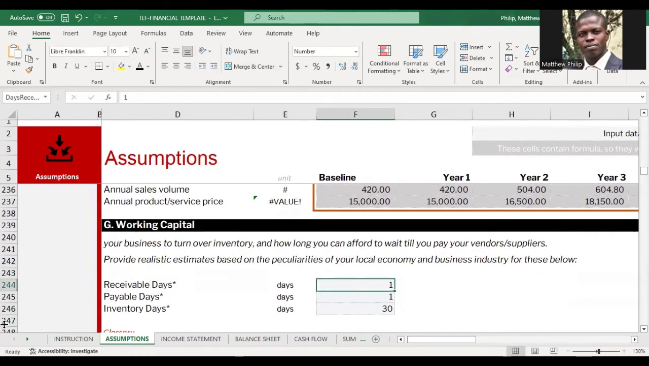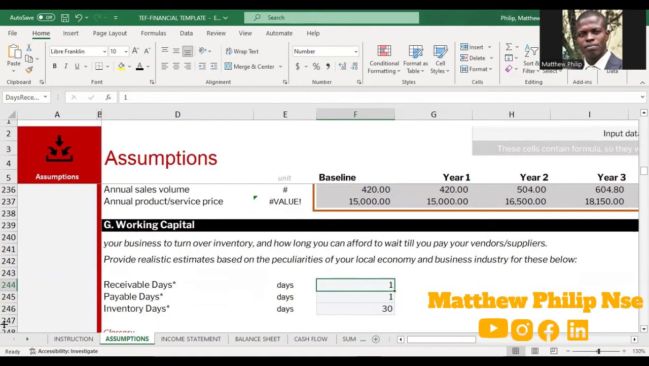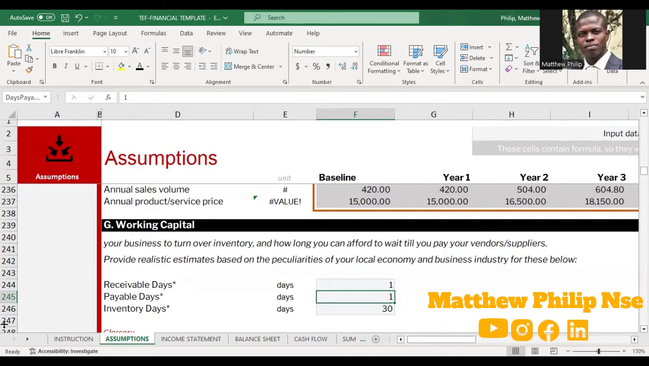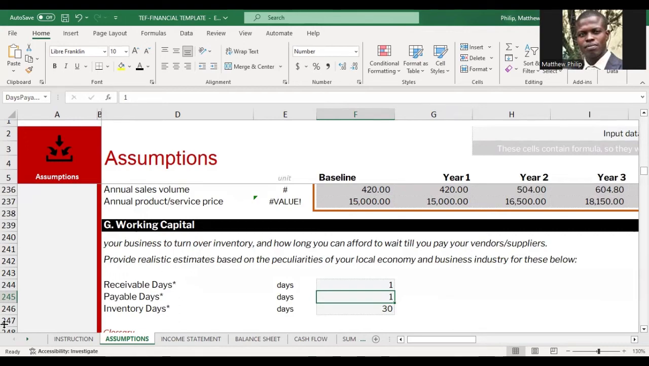If you are buying items from your supplier, and they give you a number of days to repay, you input the number of days here. This person does not have a credit facility from a supplier, so it's going to be 1 day, the same day you buy and pay. Then if you are going to sell on credit to your customers, you need to know how many days you are going to give them to repay, and you put the number of days. This person is not selling on credit.